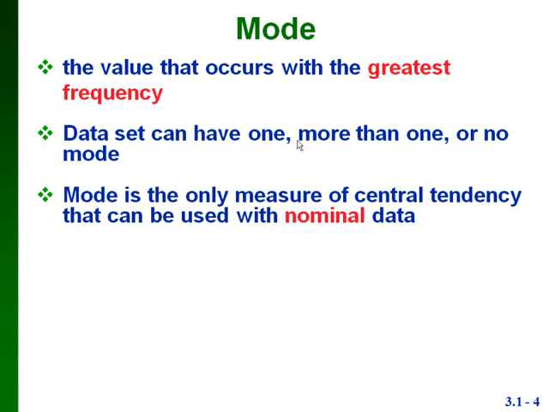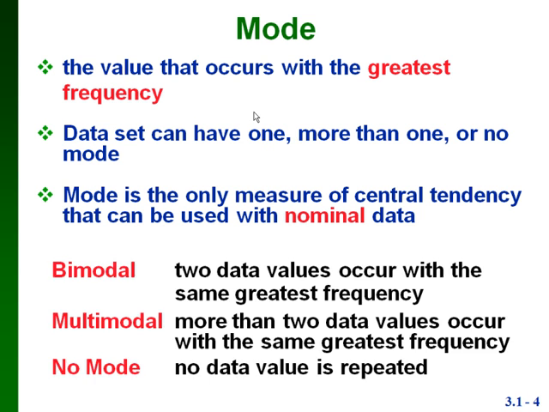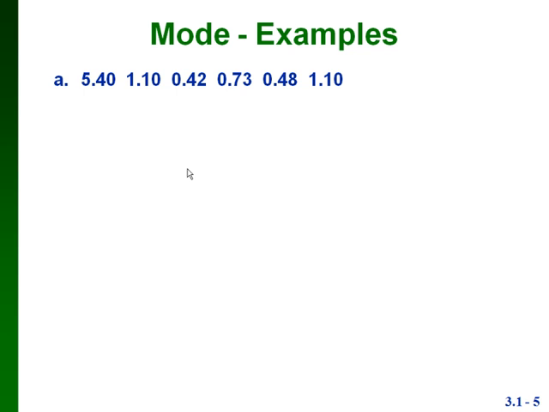One of the places that we use the mode the most is if we have nominal data. In other words, only categorical data that has no numerical values. In that case, the mode is the only measure of central tendency that we can use, because the mean and the median wouldn't have any meaning in those cases. So here's a little bit more terminology. If you have a data set that actually has 2 modes, 2 data values that tie for having the greatest frequency, we call that bimodal. Multimodal would mean that it has more than 2 modes, and it has no mode if there's no data value that's ever repeated. So here are a couple of examples of finding the mode.